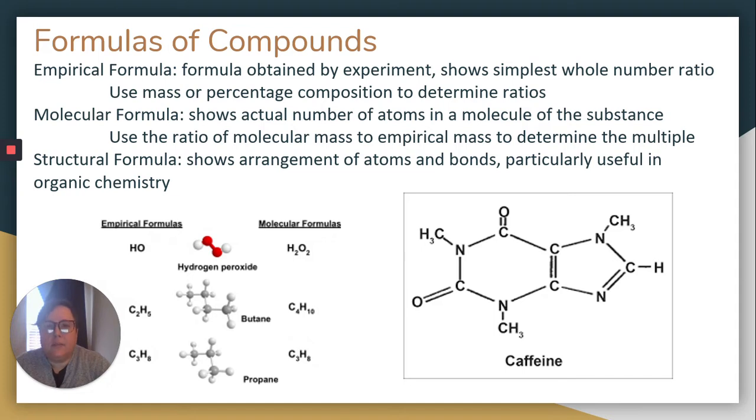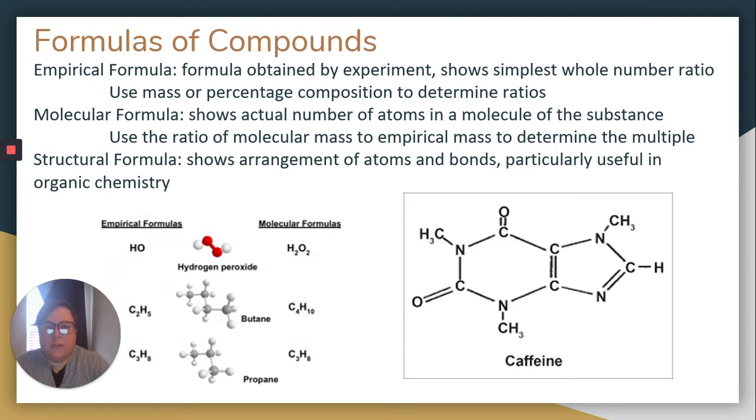A molecular formula shows how many are actually in the compound. So this is where we take the molecular formula that is given to us, we divide it by the empirical formula, and then take that multiple and multiply the subscripts by it.